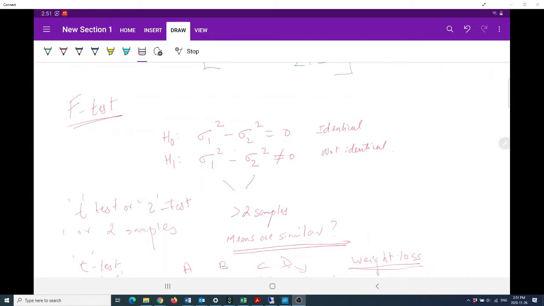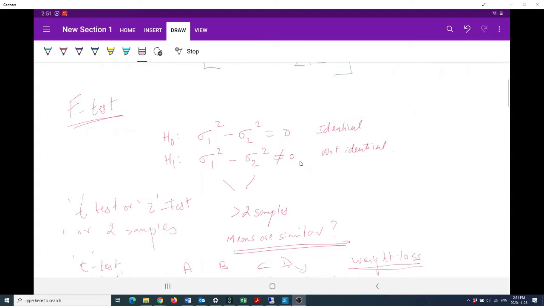sigma 1 squared minus sigma 2 squared is equal to 0. That means the population variances are identical. And the alternate hypothesis is that the variances are not identical and are different from 0. You could change these hypotheses to say greater than 0 or less than 0, and so on, converting this two-tail test into a one-tail test if you want.